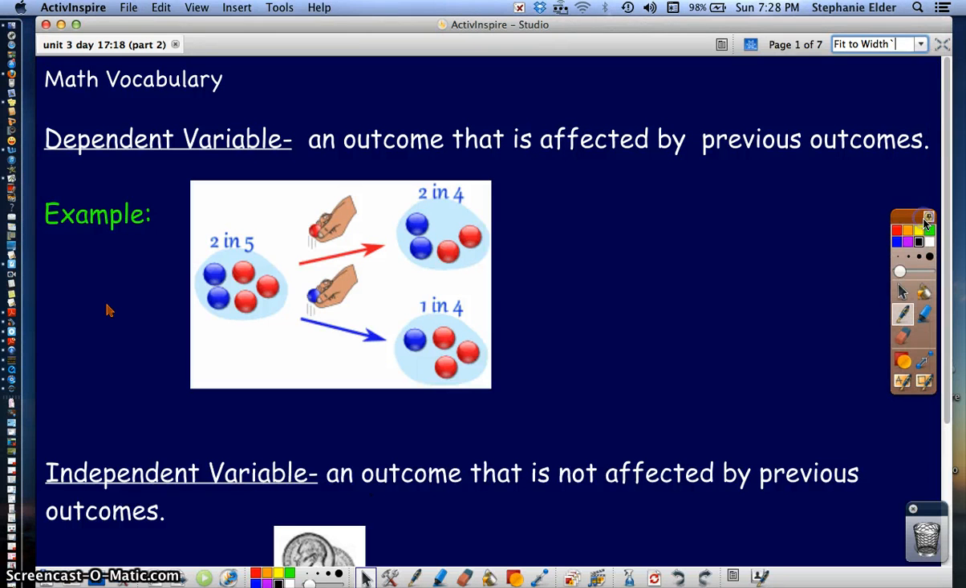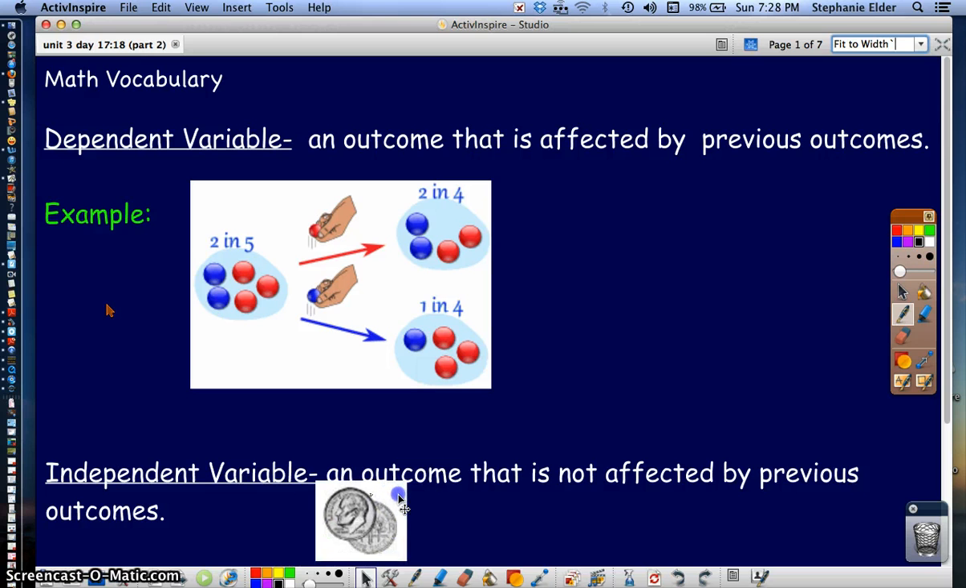Okay, let's review dependent and independent variables. A dependent variable is a number or a variable that is affected by another variable. So if I say, in this case, there are 2 reds for every 2 blues, I can put any number of blues in there. That would be the independent. But if I put 4 blues, there automatically have to be 4 reds because the reds are dependent on the blues. In an independent variable, one outcome is not affected by another outcome.